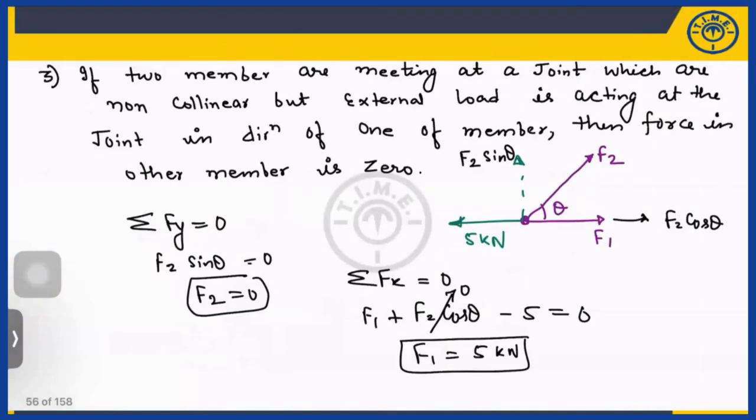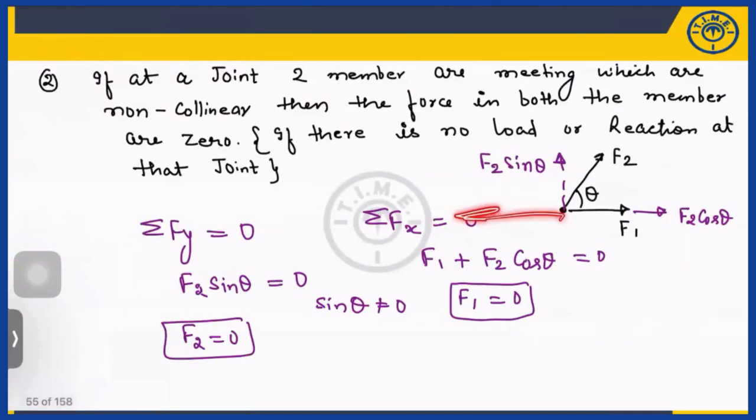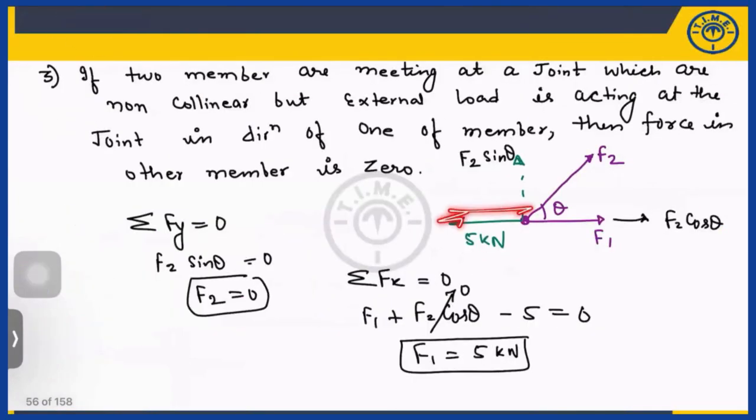Similarly, you can identify the third condition. If two members are meeting at a joint which are non-collinear, but there is an external load acting. In this case, there is no external load. But if there is an external load acting, then the third condition says F1 will be equal to 5 kilonewton and the force in the other member will be 0. That means the member in the direction in which the force is acting has the same force, but the force in the other member will be 0. So these are the three special conditions to identify in a truss how many members have 0 force. Now is it clear?